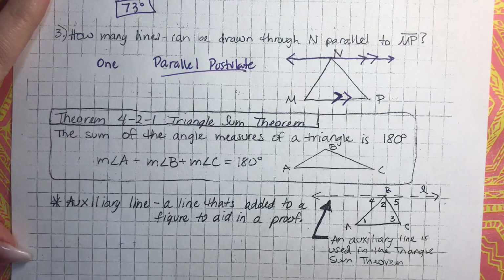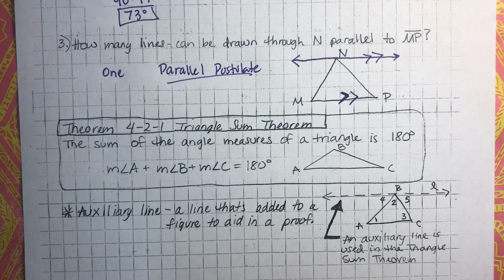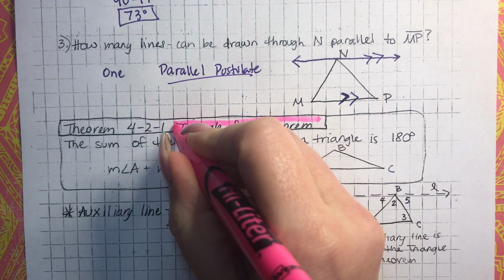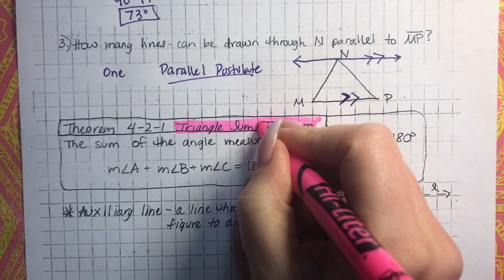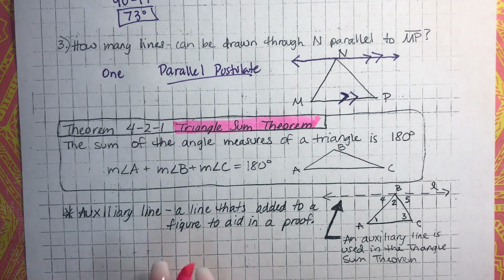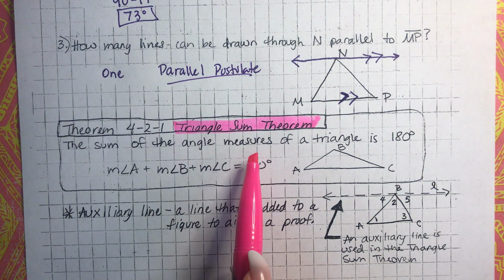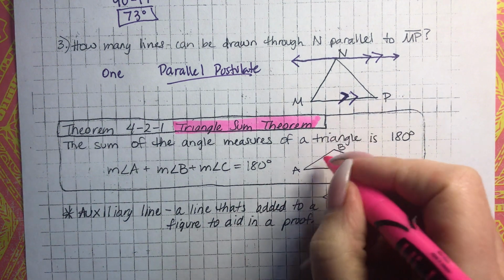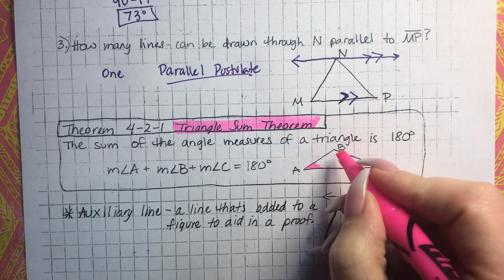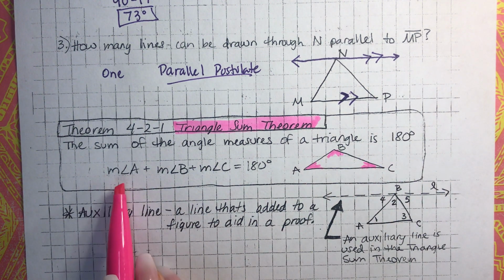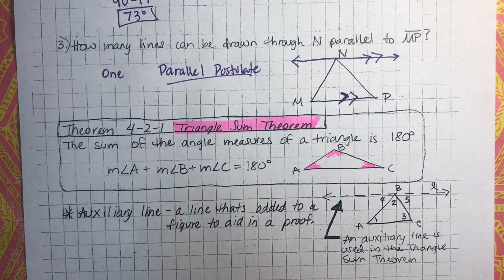Okay, on to our first theorem. Now, this is a super important theorem. It is called the triangle sum theorem. I just always have a fun time saying that, triangle sum theorem. Makes me happy to say. But this is a really crucial theorem. Basically what it says is the sum of the angle measures of a triangle is 180 degrees. So the measure of angle A, plus the measure of angle B, plus the measure of angle C equals 180.